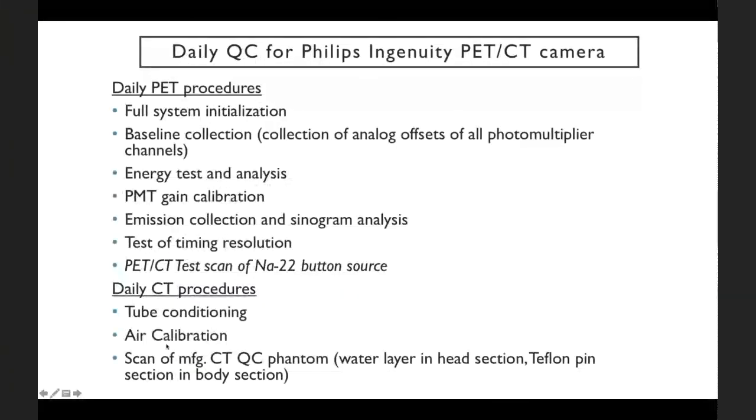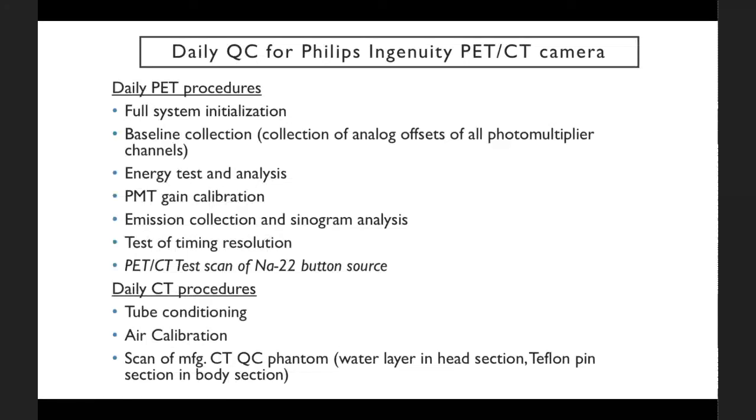So we have a whole series of daily QC. This is performed by the technologists. And on the PET side, it does a full system initialization, which basically downloads fresh copies of the calibration tables onto the scanner. And that helps us ensure that the tables haven't gotten corrupted over time. We have a baseline collection which looks at the analog offsets of all those photomultiplier tubes and compares it to the previous day to make sure that there haven't been any large changes. And both of those can be done without activity in the field of view, so you can schedule it for happening before the technologist even shows up.